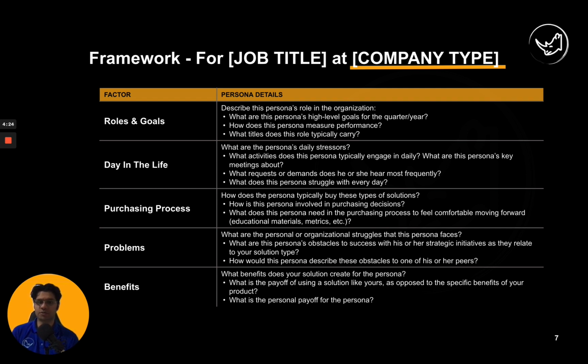Moving on to the purchasing process, again, something a lot of people don't consider is, okay, am I reaching out to the buyer directly?